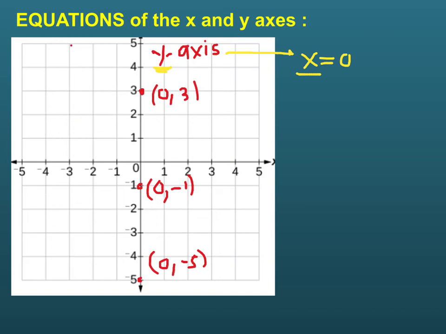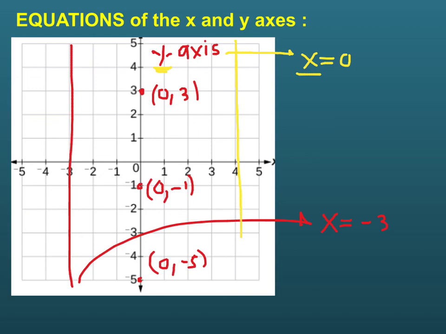So we have this line here. That should be easy this time. Get a pattern. This should be x equals, what x values are always constant along this line? x equals -3. And if I have this line drawn and you are asked to find the equation of this line, it should be x equals 4. That's correct.